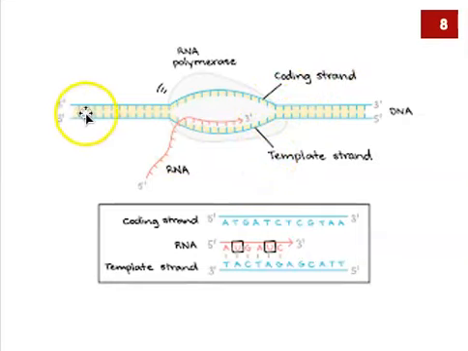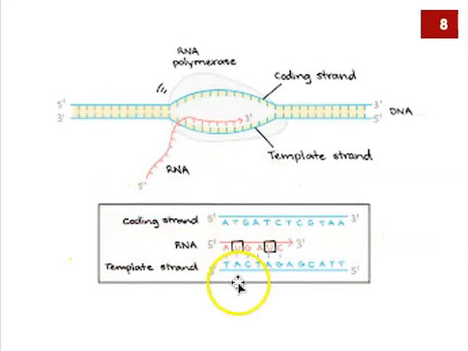And as the enzyme starts traveling down and using this template strand to build RNA, this is the part of transcription that we call elongation. Now take a look at the information in the box at the bottom of the slide.